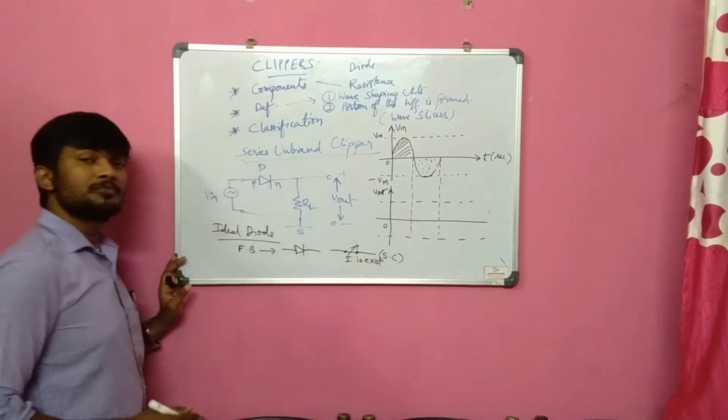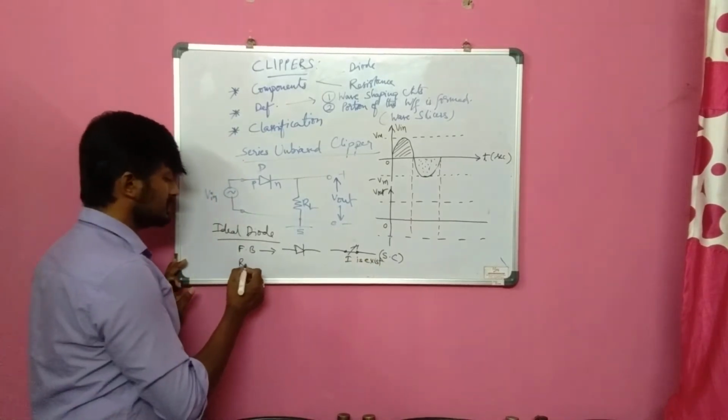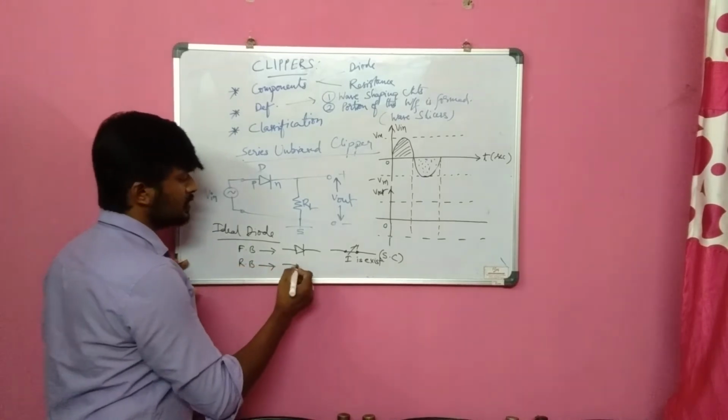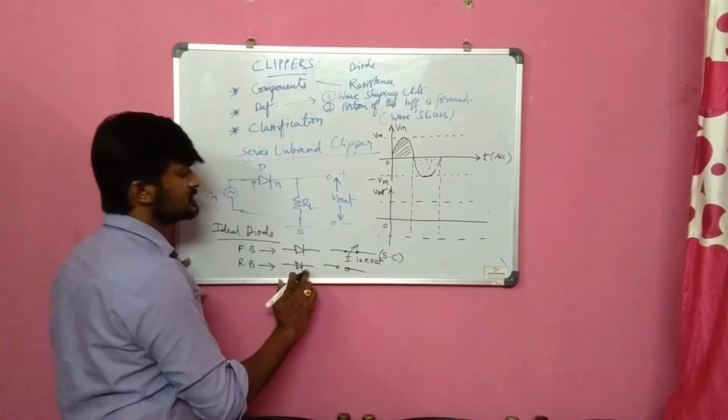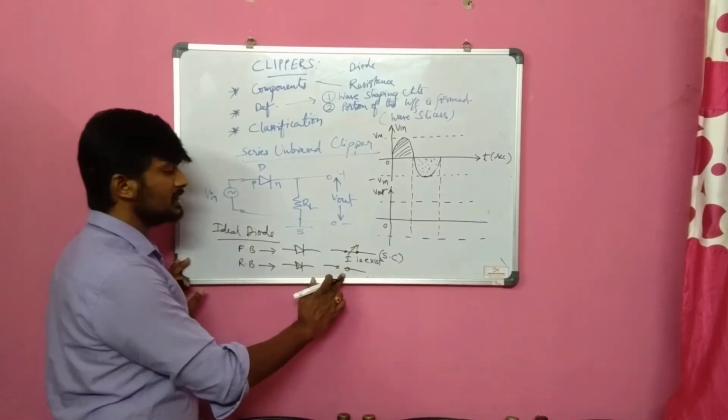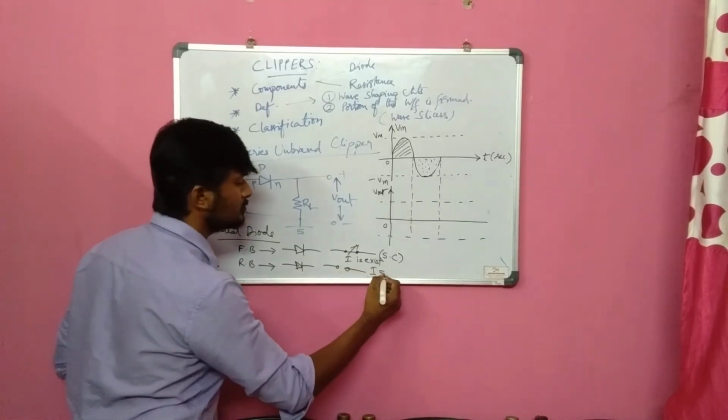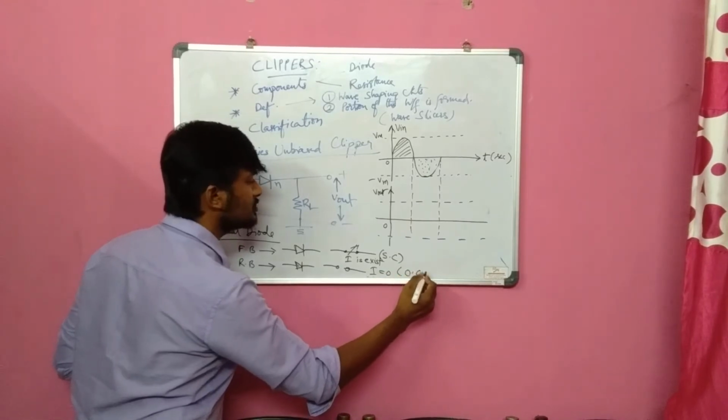Current exists. What about reverse bias? Reverse bias means the diode becomes what? Simply an open circuit. That means the diode simply acts as an open switch. Then what? I equals 0. That means what? Open circuit, OC.